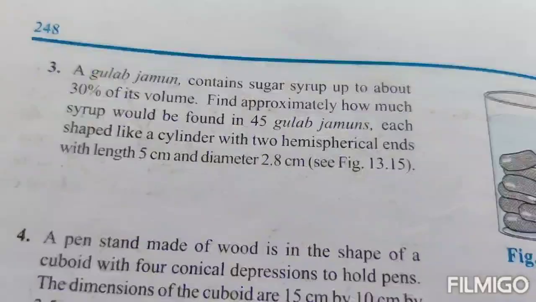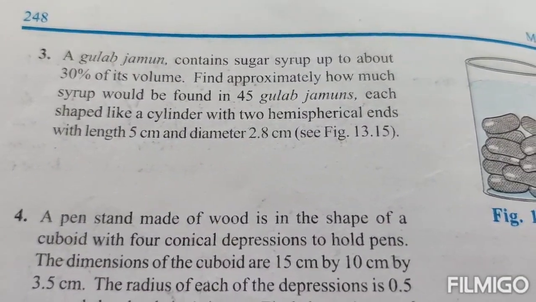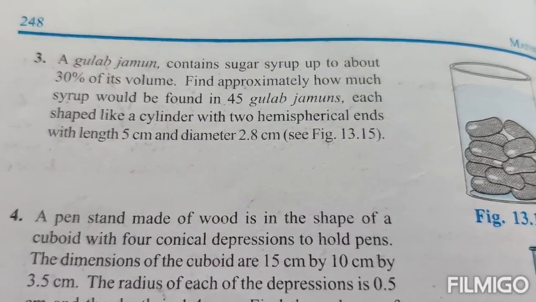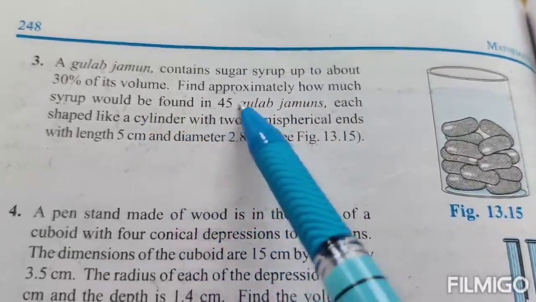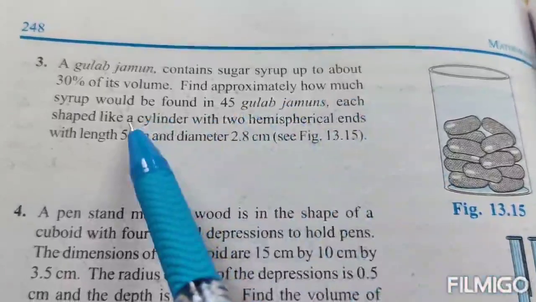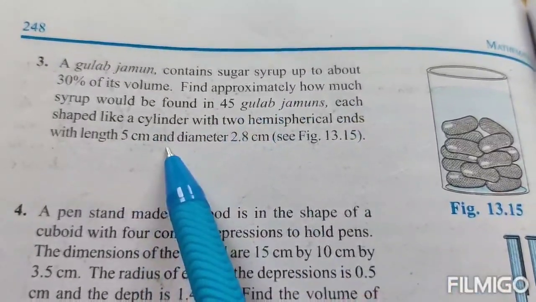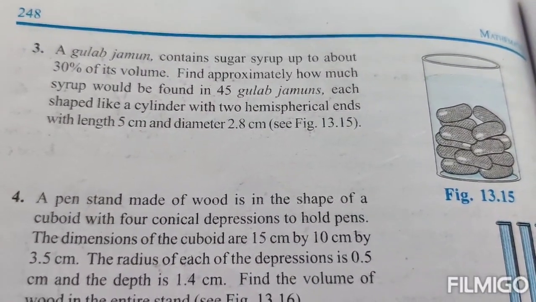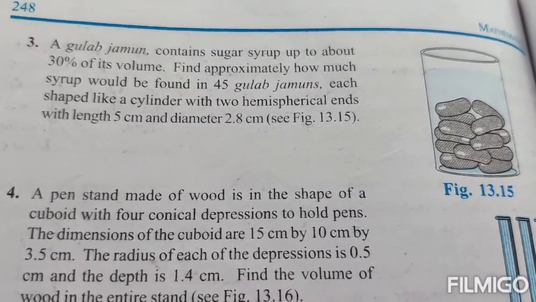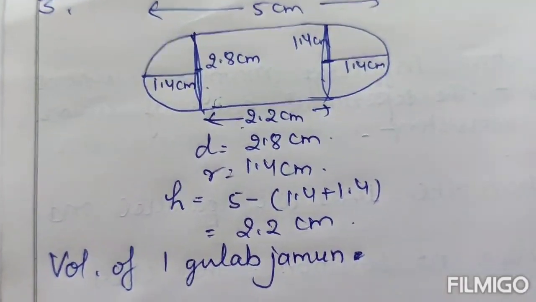Next question. A gulab jamun contains a sugar syrup up to about 30% of the volume. Find approximately how much syrup would be found in 45 gulab jamuns, each shaped like a cylinder with two hemispherical ends, and the length 5 cm and diameter 2.8 cm. 45 gulab jamuns and 30% sugar syrup. The figure of the question number 3.